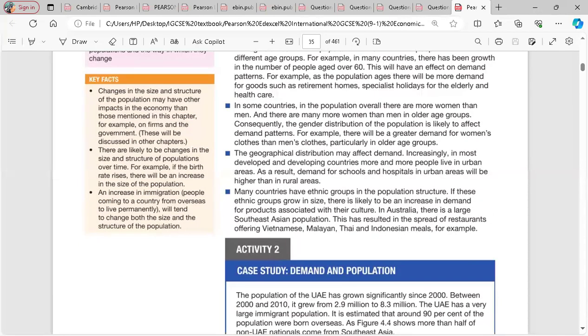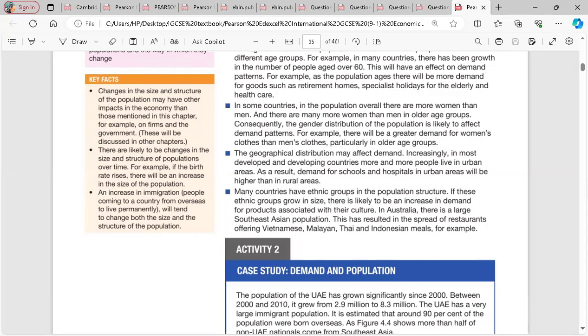The next one, the geographical distribution. If some areas are developing and others are not, those areas that are becoming developed will have demand for goods and services increase, shifting it rightward. That is for geographical distribution.